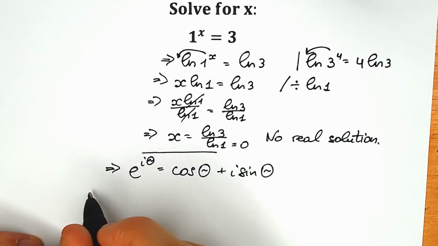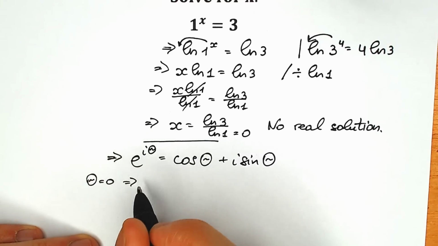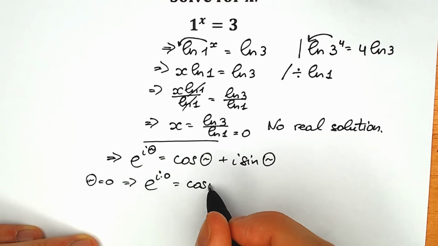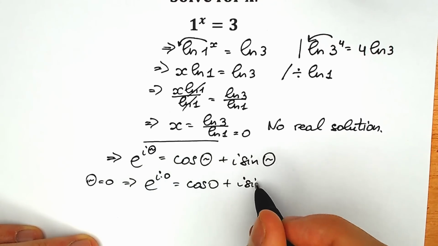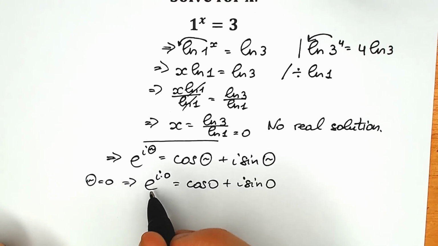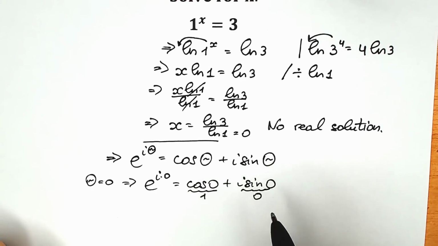Let's test this identity with theta equal to 0, for example. As a result, we have e to the power i times 0 equal to cosine 0 plus i times sine 0. So e to the power i times theta equals 1, cosine 0 equals 1, and sine 0 equals 0. So as a result, it is an absolutely great identity for us.